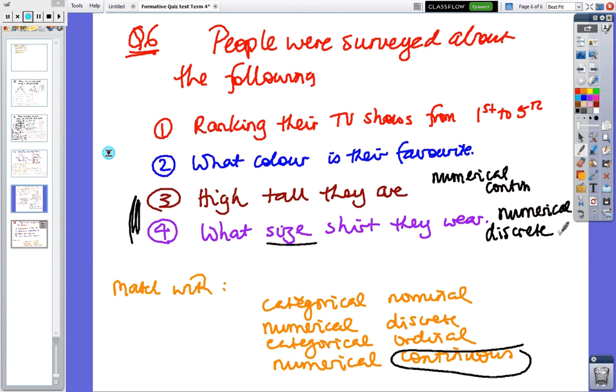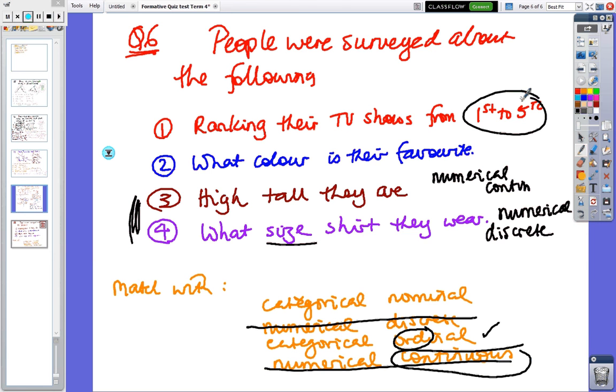Okay, so now we're left with those two. So nominal or ordinal. Ordinal gives you a clue there's an order, and that would be 1st to 5th. So that's ordinal, nominal with order. And colours don't have any rank, so that's nominal. And what's the one I left out? Sorry, categorical nominal.